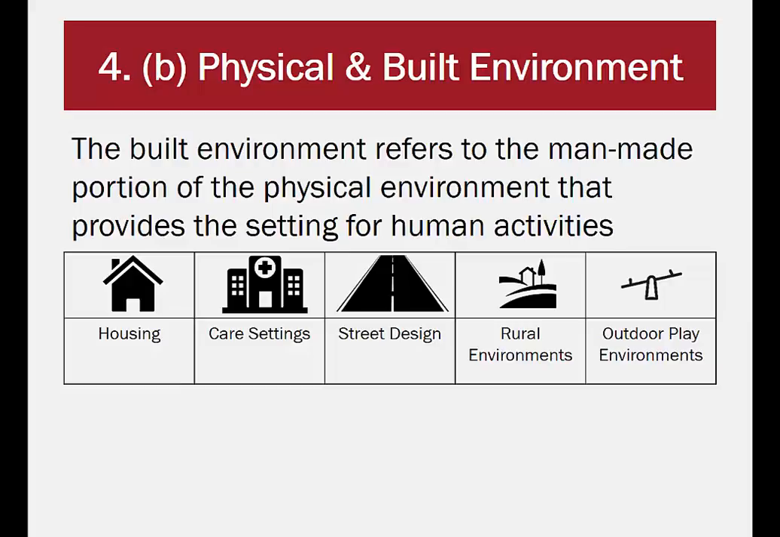It includes urban form, physical road infrastructure, land use patterns, and transportation systems. The built environment is a common risk factor that affects many health-related outcomes, including the risk of injury. Modifying the built environment can help to prevent many types of injury, including falls, drowning, and motor vehicle collisions. In this module, we'll examine the following settings in the built environment: housing, care settings, street design, rural environments, and outdoor play environments.